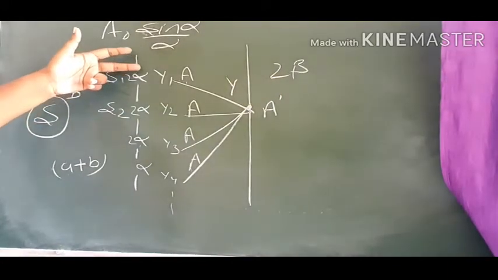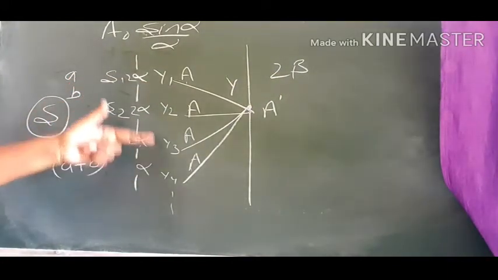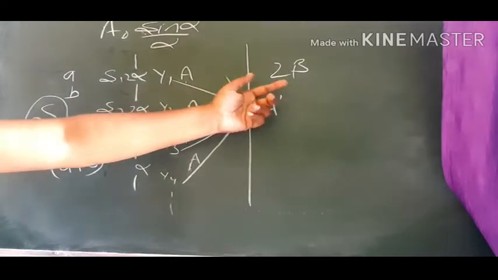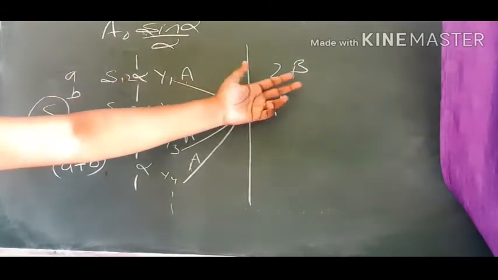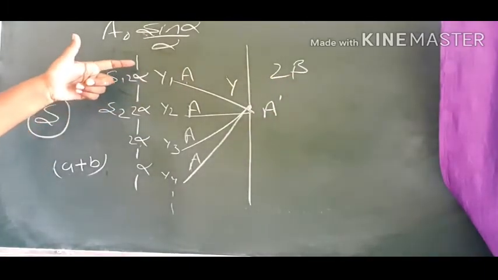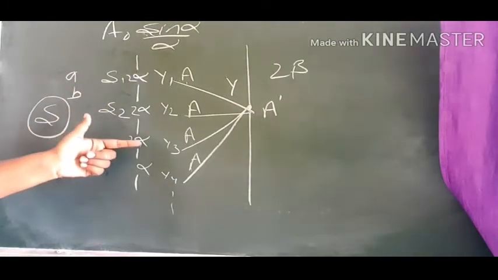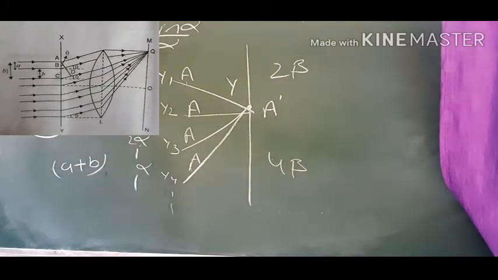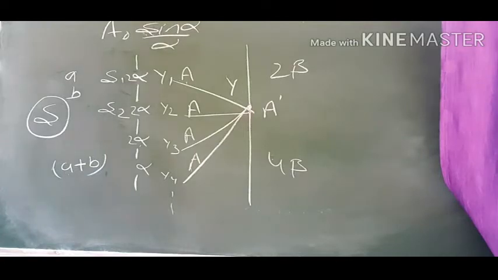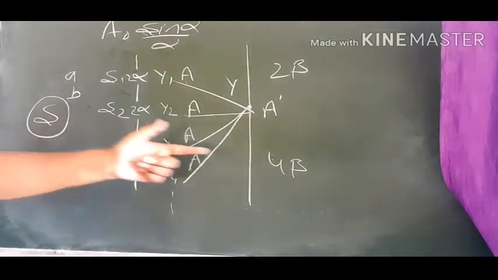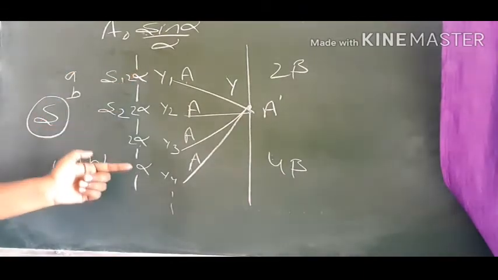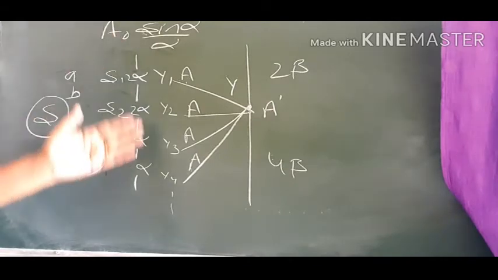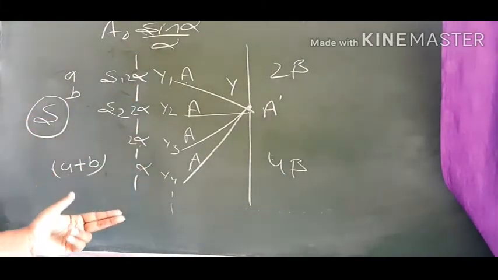And if we go from the first slit to the nth slit, the phase difference goes on increasing. If two consecutive slits create a phase difference of 2 beta, then the phase difference between the rays from the first and third slit will be 4 beta, and between the first and fourth slit will be 6 beta, and so on. The phase difference goes on increasing as we go from the first to the nth slit.